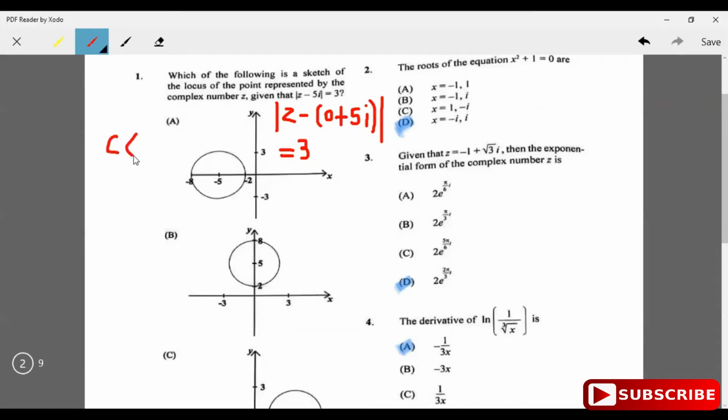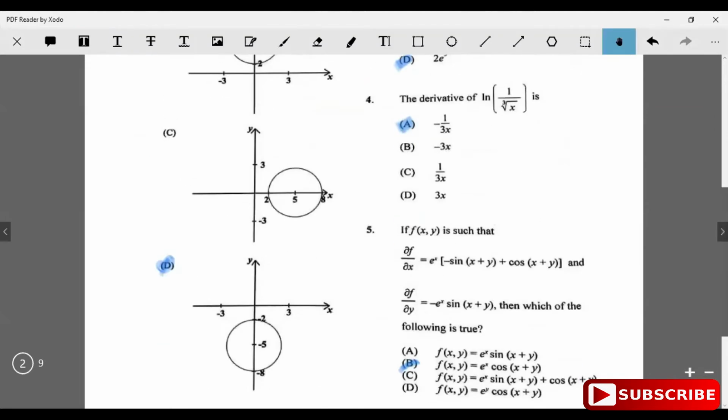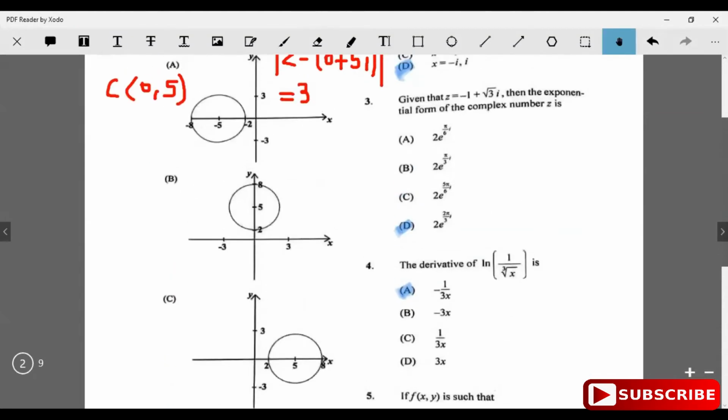So you want the one with the center? Sir, since it's 0, 5, isn't the answer B as in boy? Yeah, it should be B. So why did I shade D? What's D? That's 0, negative 5.